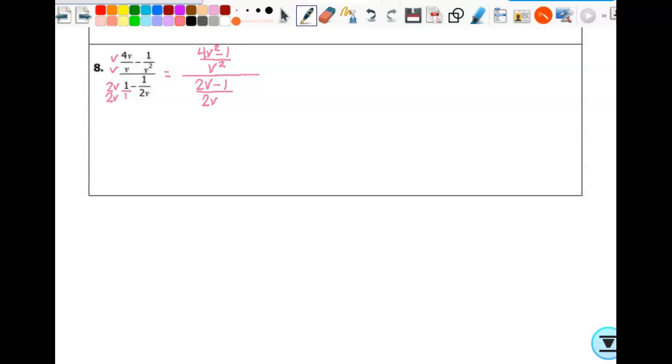So now I have a fraction divided by a fraction. Now I can do my keep, change, flip. So this is going to give me 4v squared minus 1 over v squared times 2v over 2v minus 1. Everybody okay with that? Any questions? All right, can I factor this first numerator?